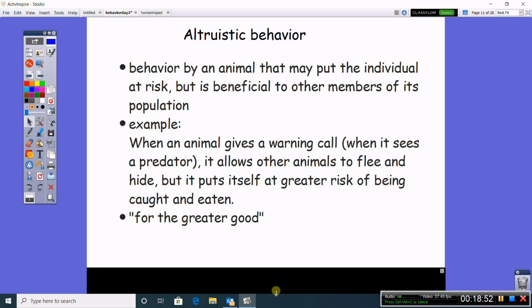And then that allows the other members of the population to go run and hide. Okay, so it doesn't necessarily mean that that animal giving the warning call is going to die. It just means they're putting themselves more at risk to save the rest of their population. That is considered altruistic behavior. So we say for the greater good.